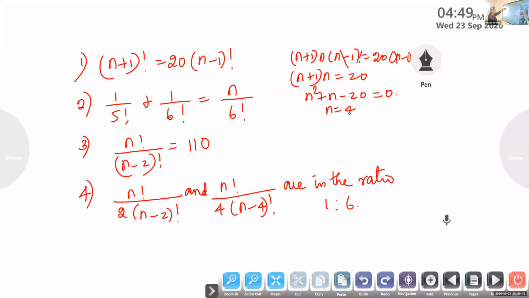Okay, n plus 1 factorial is equal to 20 into n minus 1 factorial. What she did: n plus 1 factorial, we are simplifying this as n plus 1 into n into n minus 1 factorial, and n minus 1 factorial gets cancelled. So you'll get a quadratic equation and you are solving it. Ma'am, we should take only positive values. Yes, n is a natural number. You can't take negative, you'll be taking only the positive values. Okay?